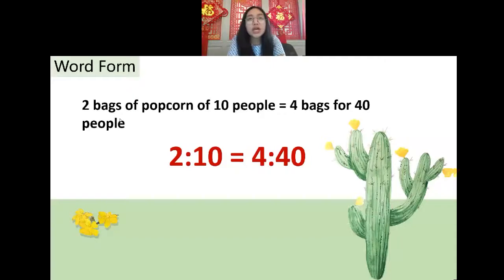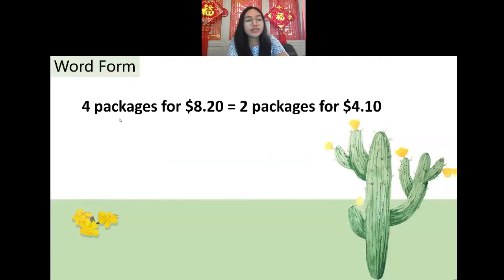Now, please notice that they are parallel. The first mention here is 2 bags. The other one is 4 bags. The next one is 10 people. The second one is 40 people. So bags, people. So they are always parallel to each other. So we have 2 is to 10 equals 4 is to 40.